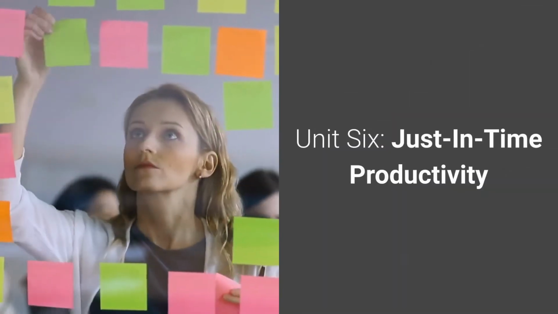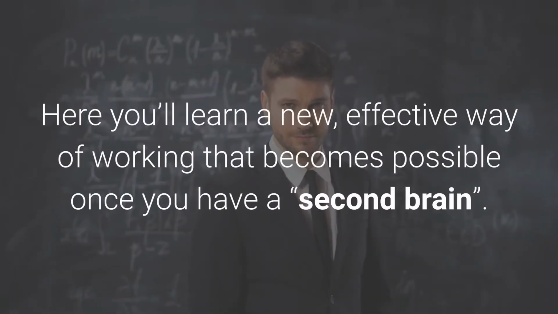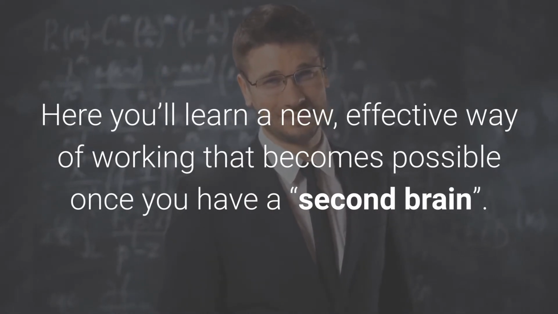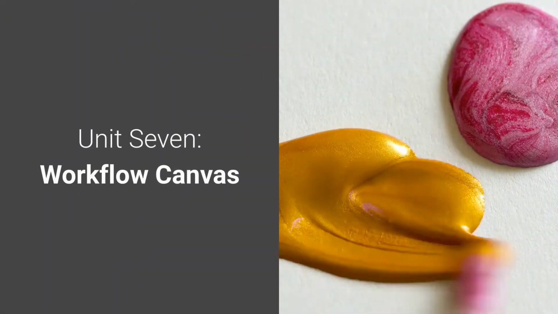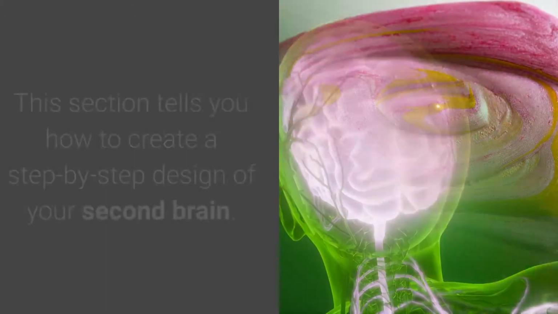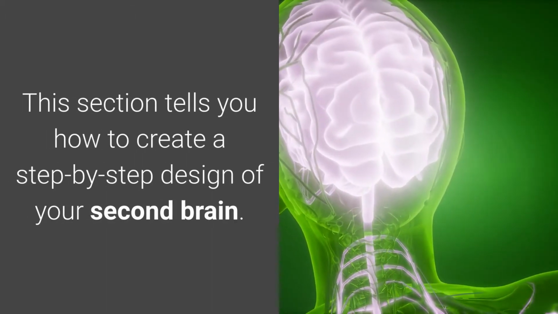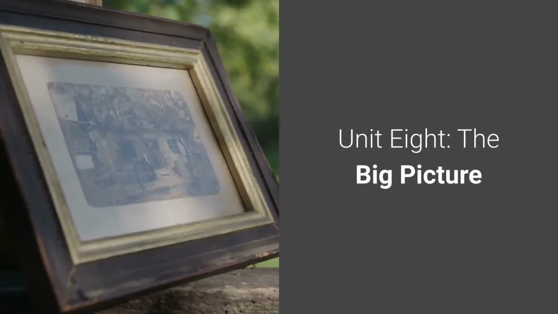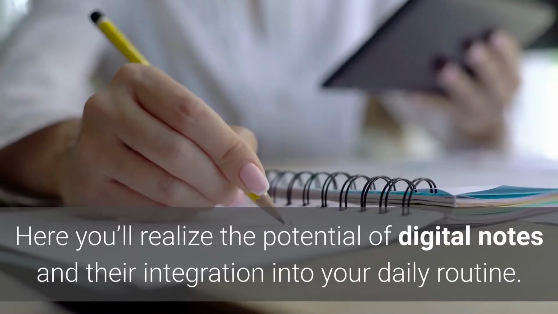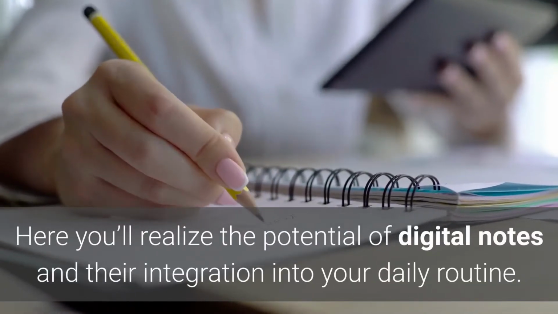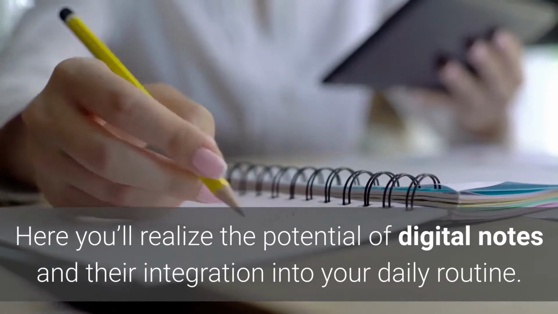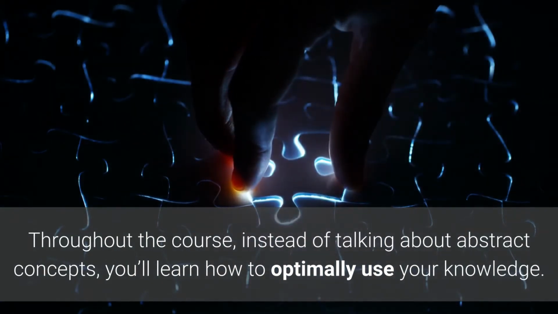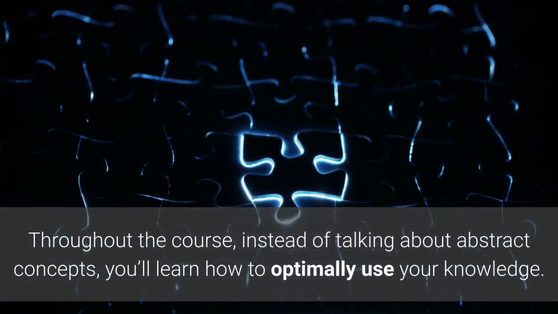Unit 6, Just-in-Time Productivity. Here, you'll learn a new, effective way of working that becomes possible once you have a second brain. Unit 7, Workflow Canvas. This section tells you how to create a step-by-step design of your second brain. Unit 8, The Big Picture. Here, you'll realize the potential of digital notes and the integration into your daily routine. Throughout this course, instead of talking about abstract concepts, you'll learn how to optimally use your knowledge.